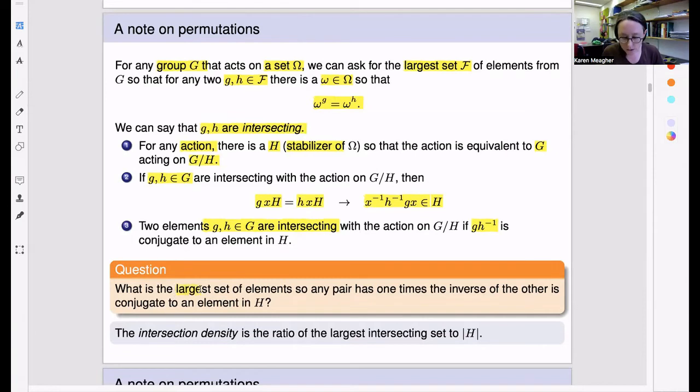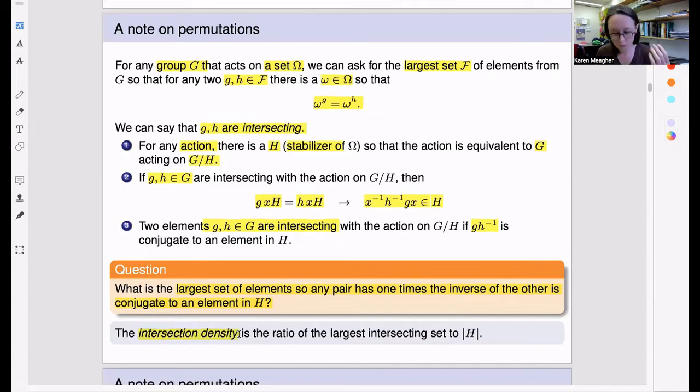So what's the largest set of elements so that any pair has the property that one times the inverse of the other is conjugate to an element in H? And so this is the EKR theorem for a group with an action. And one thing, we've defined intersection density.